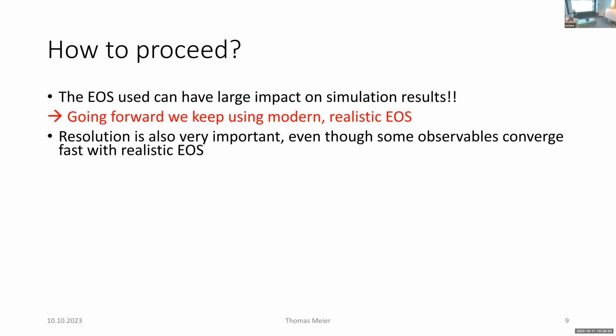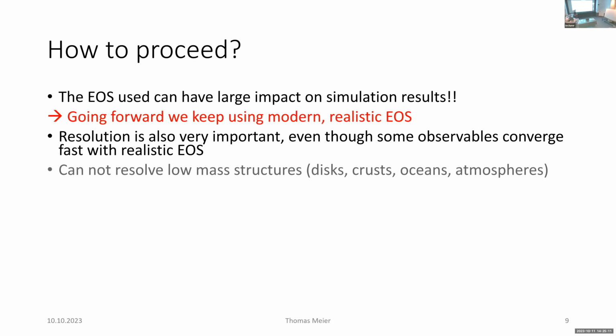Even though some observables converge quite fast with a realistic equation of state, others do not. I haven't shown that, but others do not. Like the bound mass does not converge as fast as the rotation period. And also, what is even more interesting, we cannot resolve low mass structures.